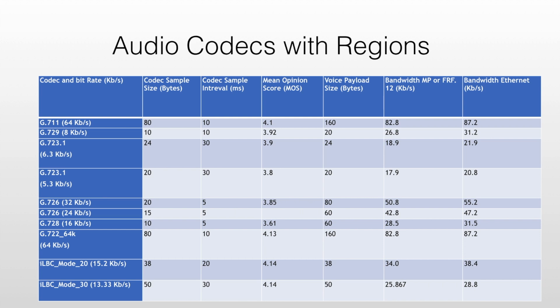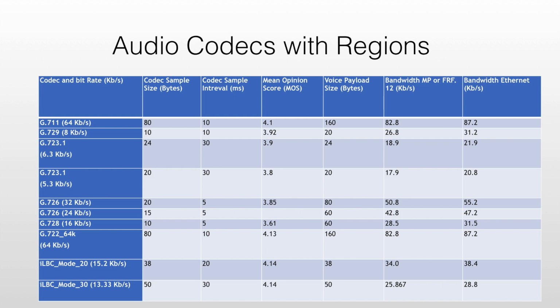For example, G.711 is an uncompressed codec and it consumes 87.2 kilobits per call on average for audio quality, and that's consistent with every call that uses the G.711 codec. On the other hand, G.729 is a compressed audio codec, and although it consumes only 31.2 kilobits per second, it suffers from poor quality during the call.